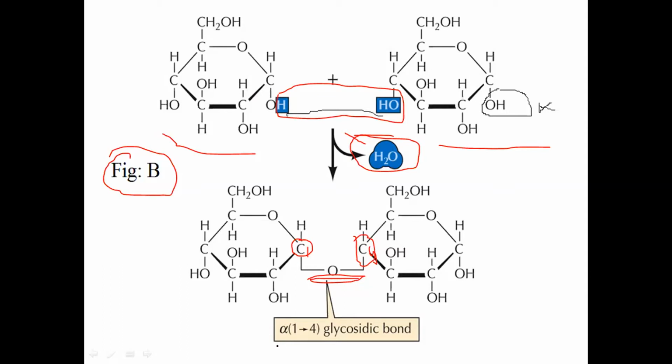formation of maltose. So the nature of the linkage is an alpha 1,4 glycosidic linkage or bond, because the first glucose is in alpha orientation, as the OH group at C1 is present on the lower side, and the bond is formed between carbon 1 and carbon 4 of the two glucose molecules. So it is known as an alpha 1,4 glycosidic bond. So this is all about maltose.